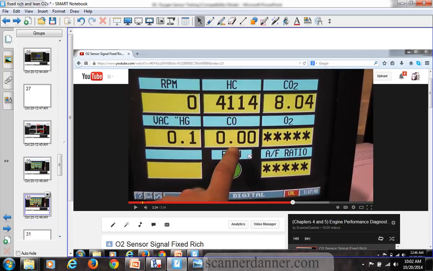Another shot of that. It's a pretty high number. For an emission failure, by the way, just to give you a perspective of how high 4,000 parts per million hydrocarbons are, 220 was your limit. And then with the OBD2 cars, it was 120 or 180. I can't remember. It's been a while. Pretty high number, though, isn't it?